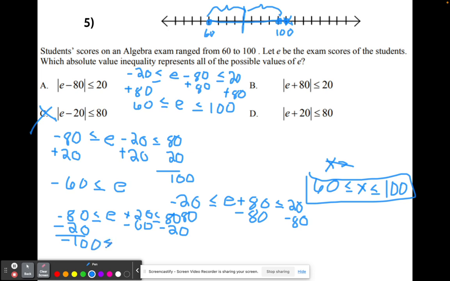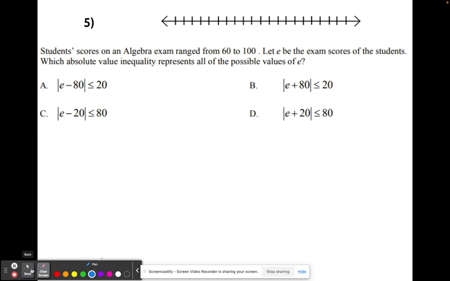So you could have thought about this and said, oh, well, the distance that my score is from 80 has to be less than 20. But solve it if you need to. There's nothing wrong with that. And you're more likely to end up with the correct answer because sometimes just looking at these, they can look right. But until you actually go in and solve them, you'll run into problems. So that is our correct answer.